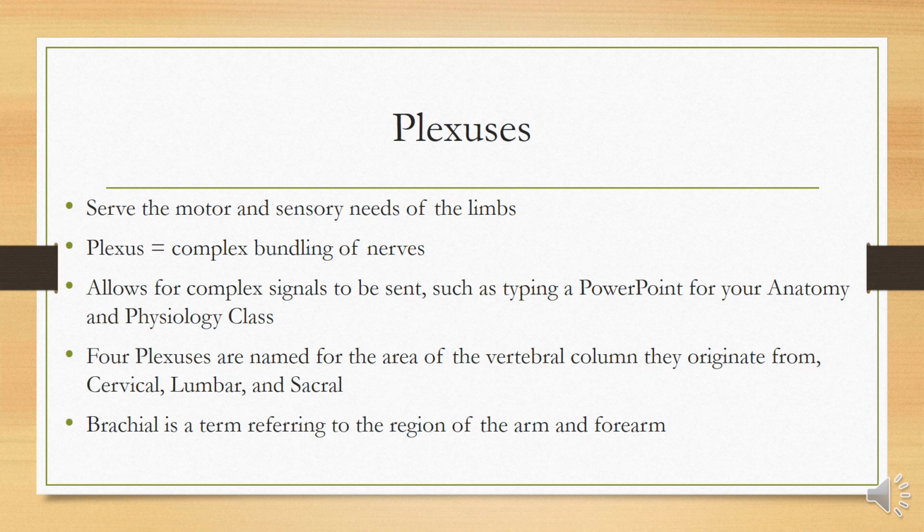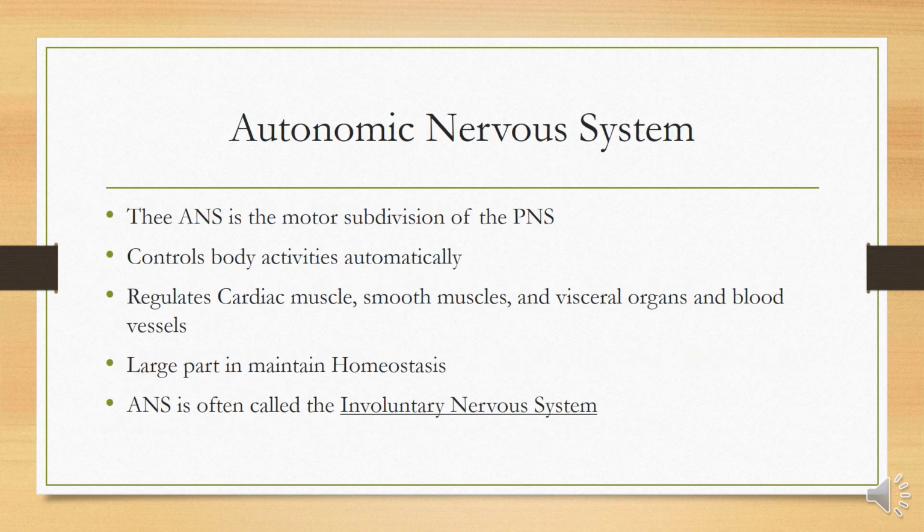The 4 plexuses, like I said, are named for the area of the vertebral column they originate from. The 3 that you're familiar with are cervical, lumbar, and sacral. Cervical, neck; lumbar, lower back; and sacral, at the very tailbone. The fourth one that's a little new to you is brachial, where you would normally expect thoracic. Brachial is a word that we use to describe the region of the arm and the forearm. So it's in around the same area as your thoracic vertebrae, but we use brachial instead because it just innervates the brachial areas.